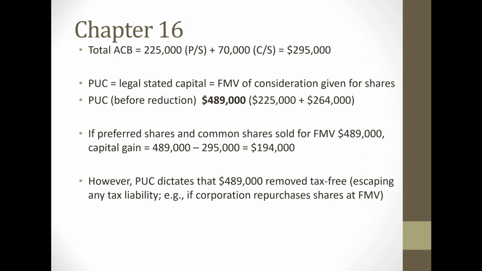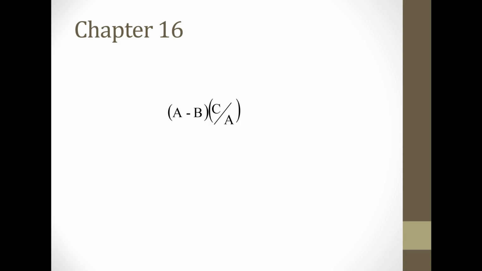So for example, if the company was to repurchase the shares from the shareholder, the PUC amount, which would be $489,000, could be returned tax-free to the shareholder. Now, that would not be fair, so there needs to be what we call a PUC reduction. So moving on to the next slide, let's just summarize what we know. The adjusted cost base of the preferred and common share is $295,000.